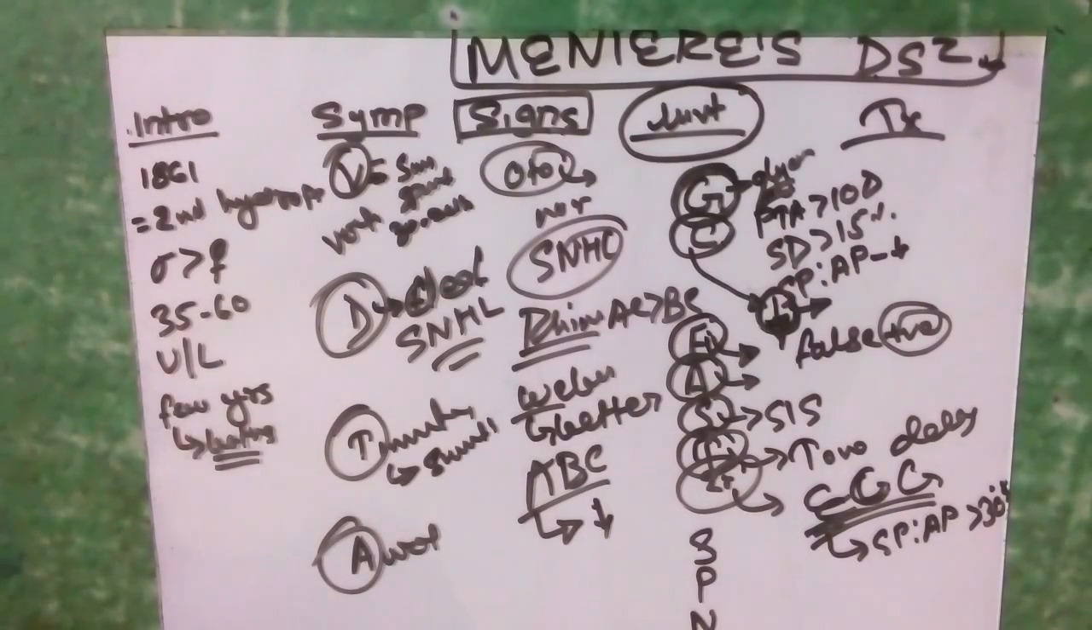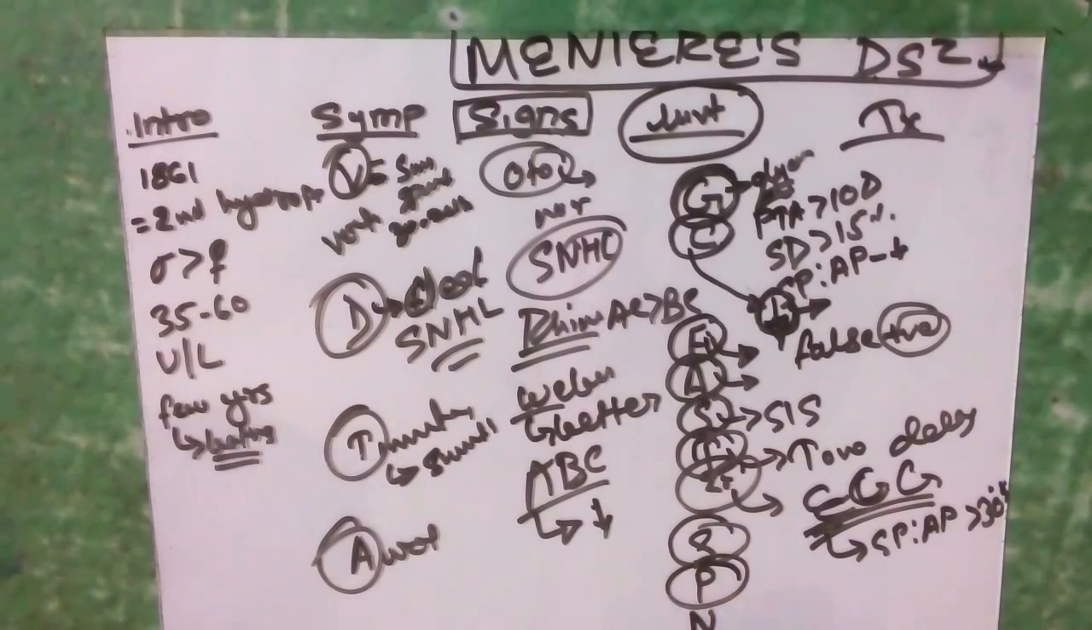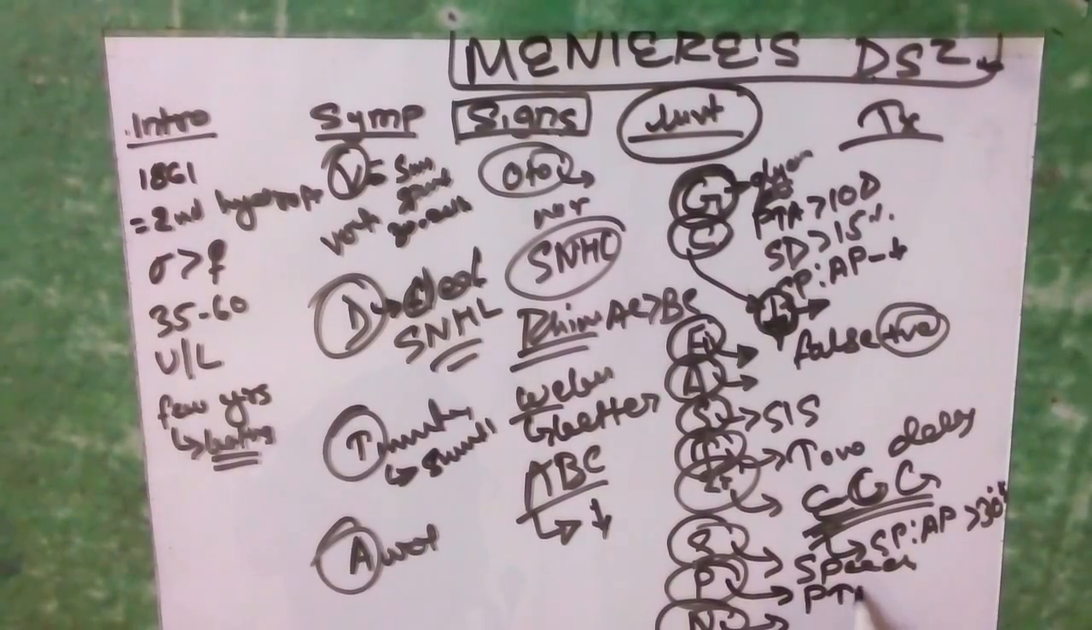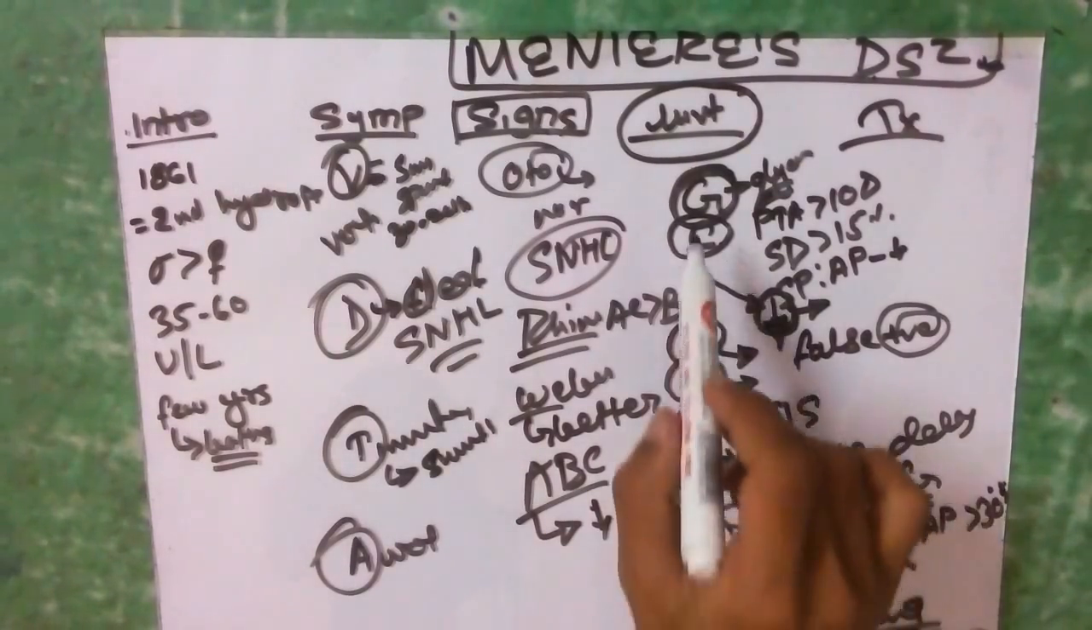And at last, SPIN. S means speech audiometry, P means pure tone audiometry, I means the tuning fork test, N is the nystagmus. This was the speech discrimination test, seeing for the speech, this is PTA, and this one is the nystagmus. And what type of nystagmus do we see? The fast component of the nystagmus is towards the diseased ear. In this way, these are the investigations.